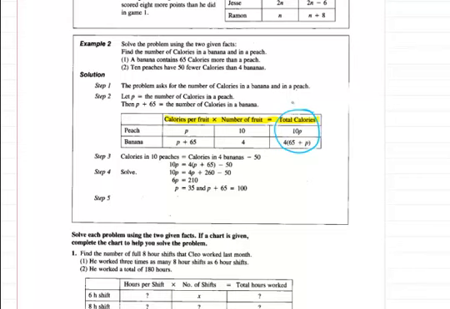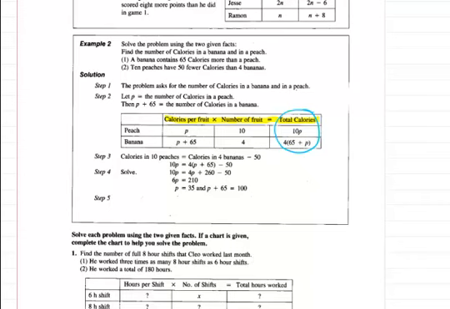Distribute the 4, math, math, math, algebra, algebra, and you end up getting P equals 35, and then you could add 65 to get 100. The last thing to do would be to sort of check to see if that works. So we're saying that peaches have 35 calories per peach and bananas have 100 calories per banana. So you could kind of check it out and see if that actually works for you.